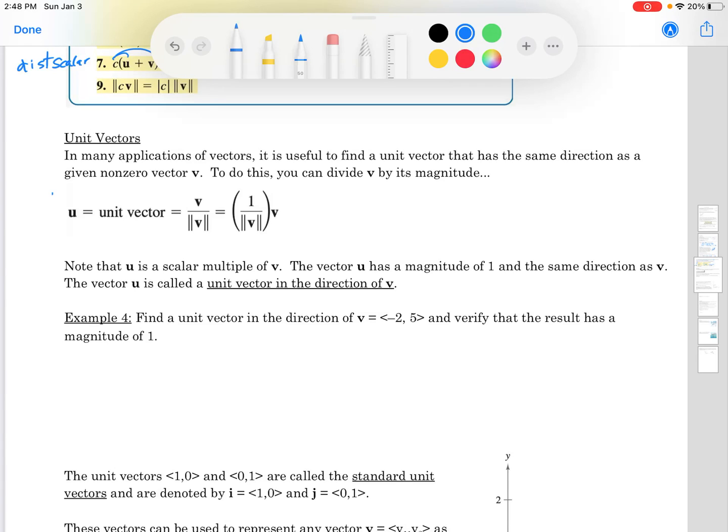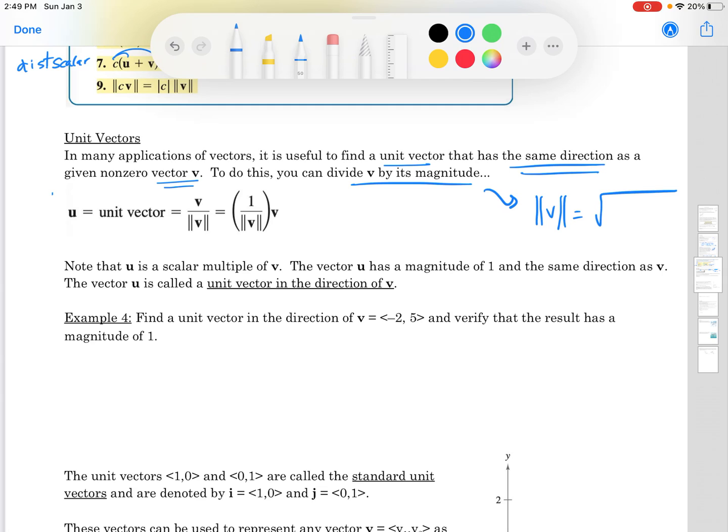For unit vectors, they have many applications, and it's really useful to find a unit vector that has the same direction as another vector, a non-zero vector. To do this, we're just going to divide by its magnitude, or its length. Remember, to get magnitude, we're using the distance formula, but if it's in standard position, starting at the origin, it's very simple. It's just going to be the square root of the two components squared.